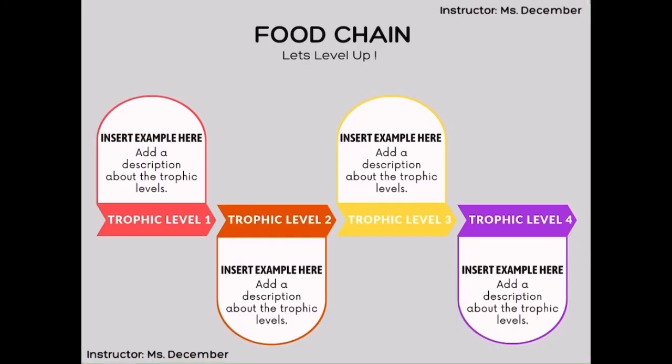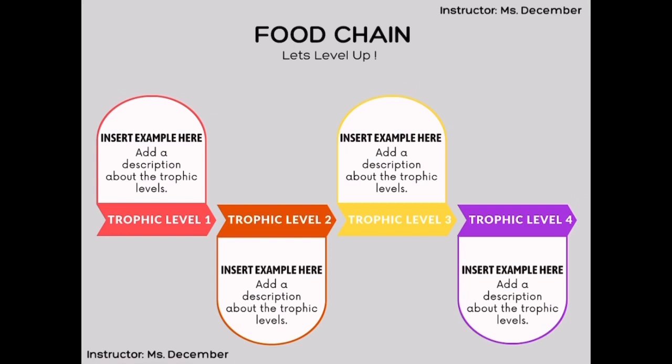This flowchart can be used by the grade 9 students as either a stage 3 development activity or a concluding activity. Students will be divided into groups of 4 and will be asked to identify the names associated with each trophic level. Students will then be asked to add a description and examples of the identified trophic levels.